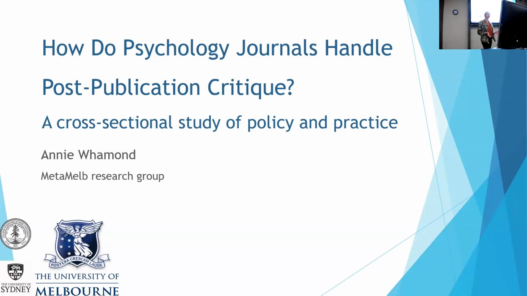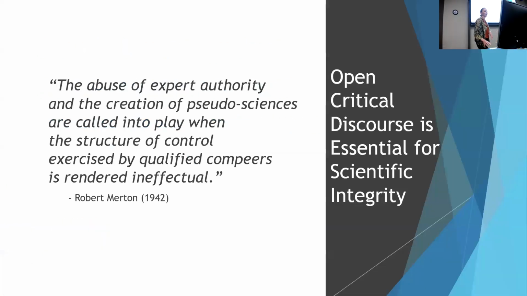So today I'm going to talk about a study I did last year at the University of Melbourne around how psychology journals handle post-publication critique. So why would we want to study published critiques? Well, we know that the traditional peer review system isn't perfect and that many flawed papers still make it into print. But journals are in a privileged position where they can help correct the record by offering to publish critiques.